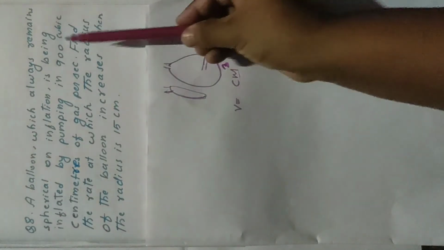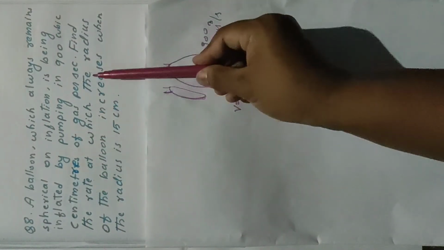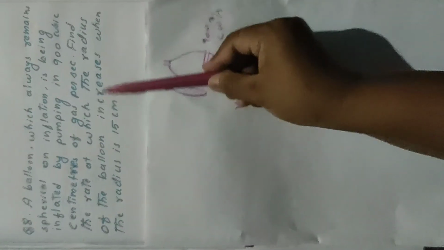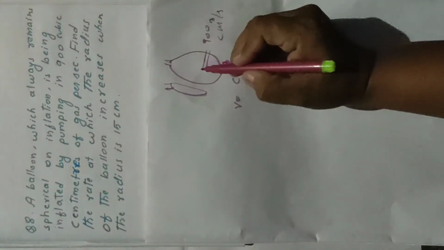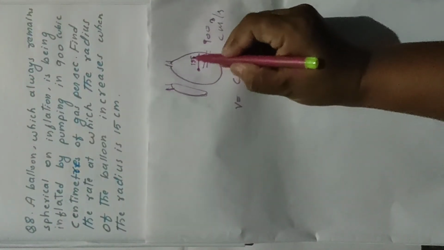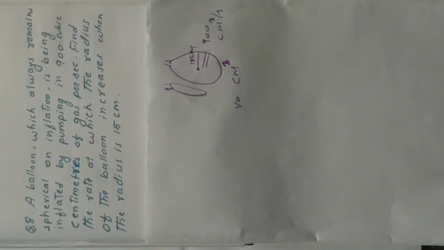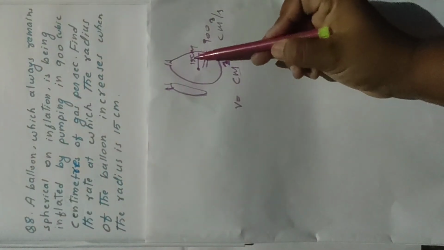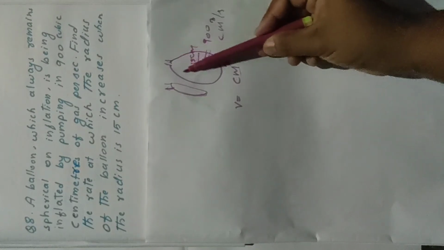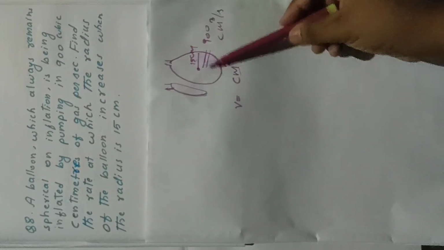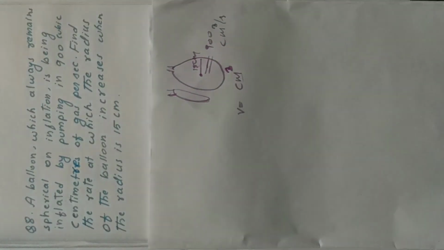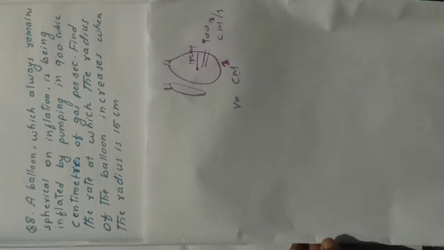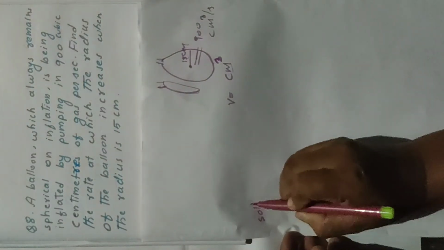So we have to find the rate at which the radius of the balloon increases when the radius is 15 centimeter. If the radius of the balloon is 15 centimeter, then how much is the rate of increase of this balloon? Now let's solve. Solution. So here is the solution.